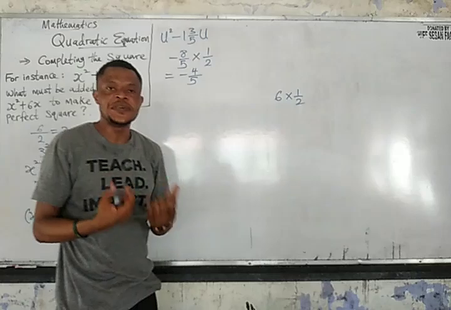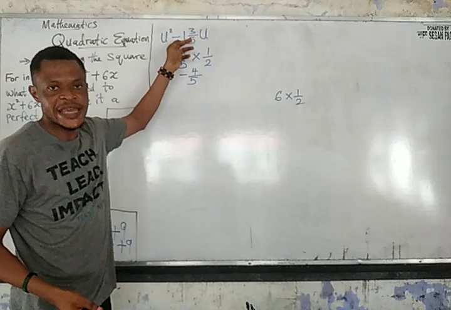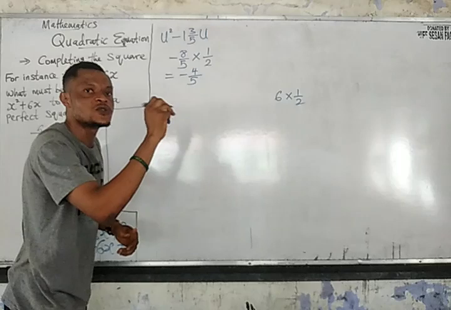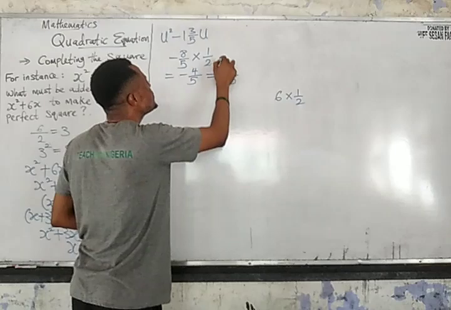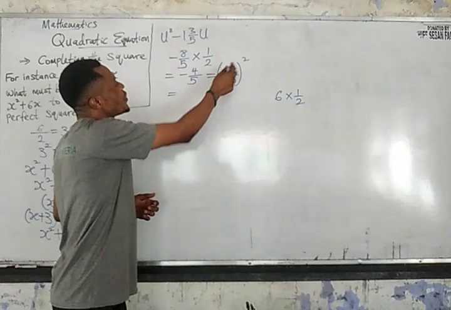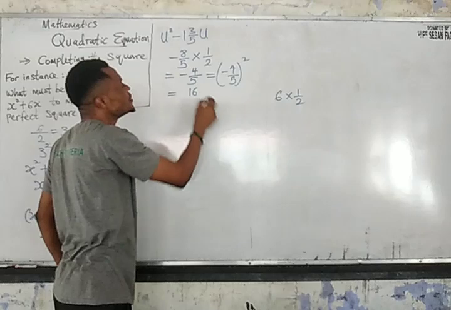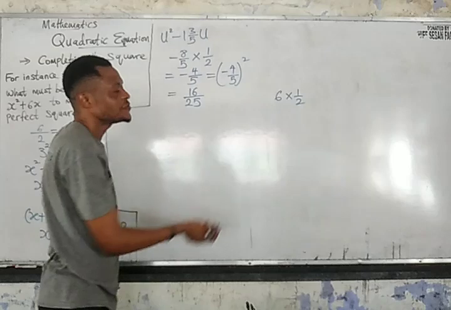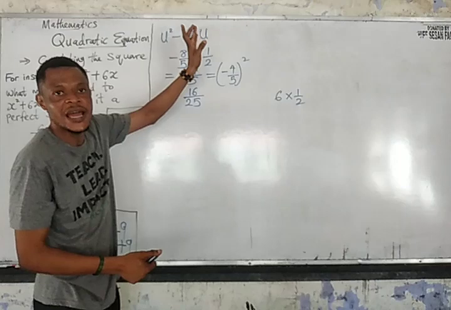On getting the half of the b, we are going to square the half of the b and add it to the expression given to us here. So we now have the minus 4 all over 5. We are going to square it. Let's square it right here. We have minus 4 all over 5, everything to be squared. So to square this, minus 4 raised to power 2 will give us 16. Then 5 raised to power 2 will give us 25. So this is what we are going to add to the expression given here before.